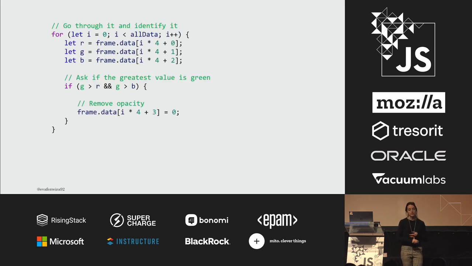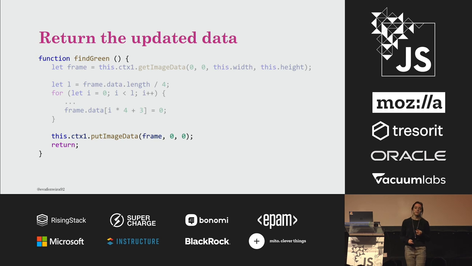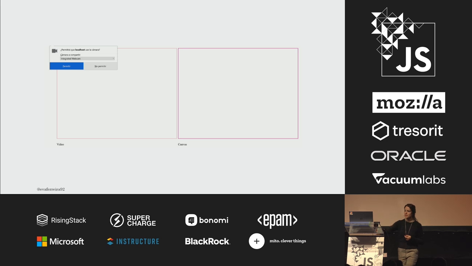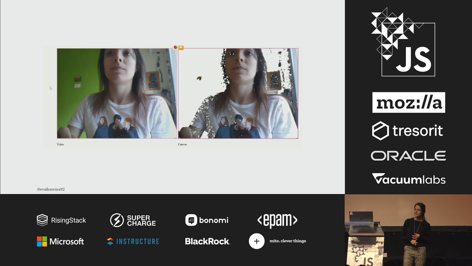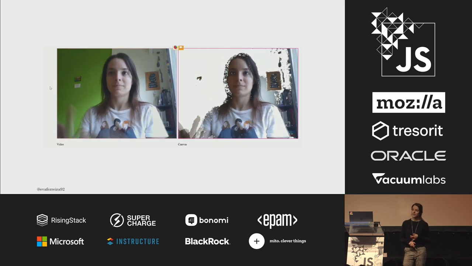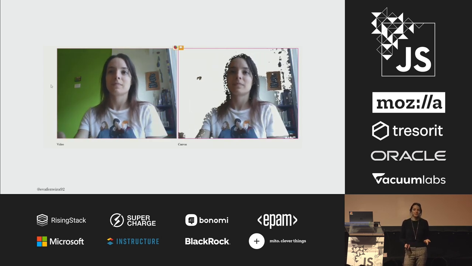So we need to identify them. We identify the red values, the green values, and the blue values. And then we ask if the green is greater than the blue and if the green is greater than the red. If that is the case, I'm going to turn the opacity value to zero. And then I have to return this new information to our canvas. So this gets us something like this, which looks really bad. I mean, it works, but we cannot be really happy and celebrating because of that.